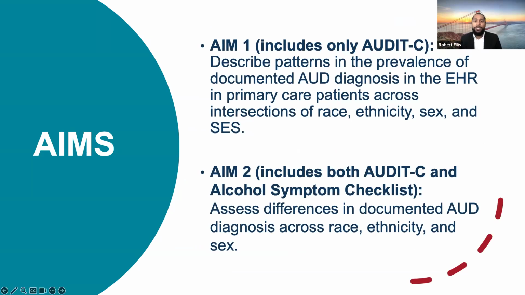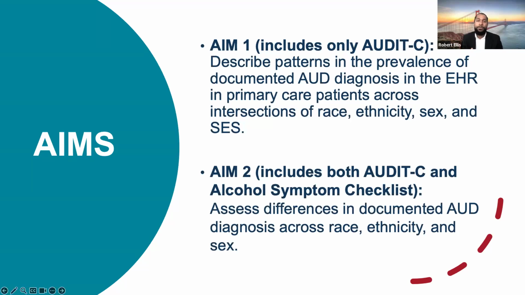And so in aim 1, which includes patients who completed just the AUDIT-C, this is going to be a larger sample size, because it's just including the people who took the AUDIT-C screening in their annual behavioral screening. And for this aim, we describe patterns in the prevalence of documented AUD in the EHR among primary care patients across intersections of race, ethnicity, sex, and neighborhood SES.